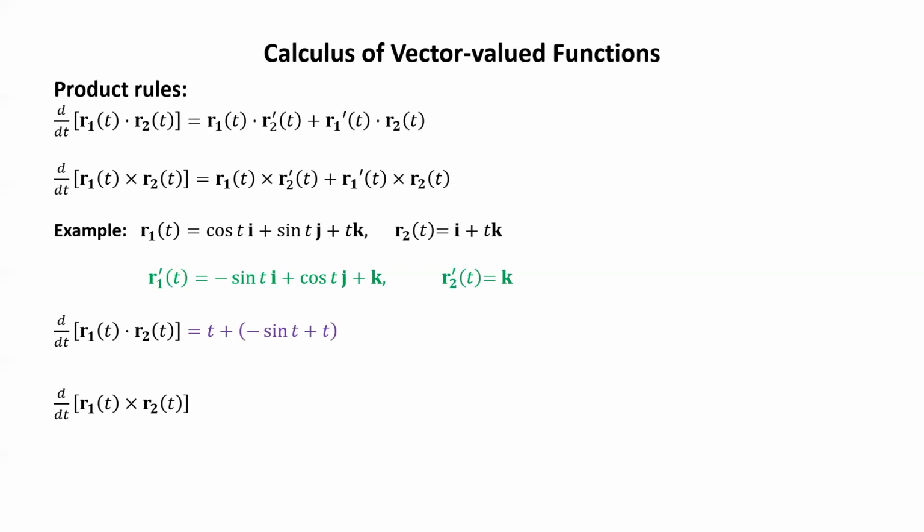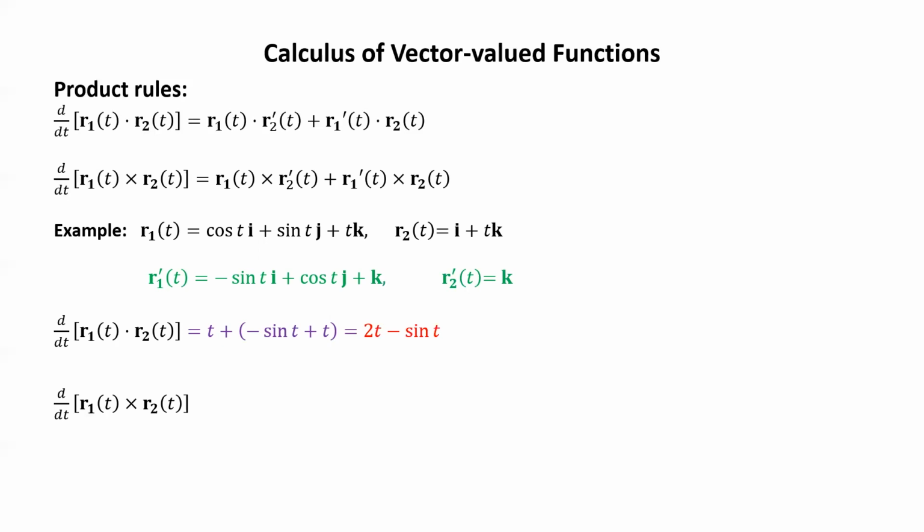Okay, for the derivative of the dot product, well, we have to take r1 of t dot r2 prime of t. So since r2 prime of t just has a k component, that's just t times 1, which is t. And then for r1 prime dot r2, well, we do negative sine t times 1 plus cosine t times 0, so that goes away, plus 1 times t. And we just get negative sine t plus t. Okay, combining the two t's, we get 2t minus sine t.